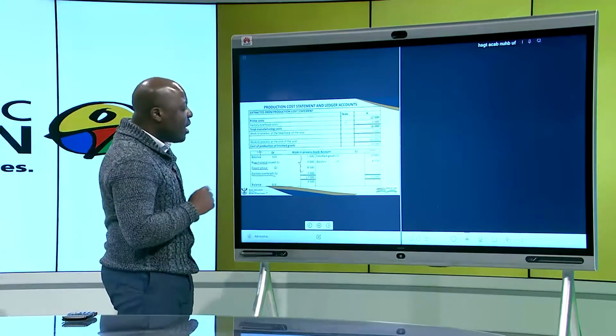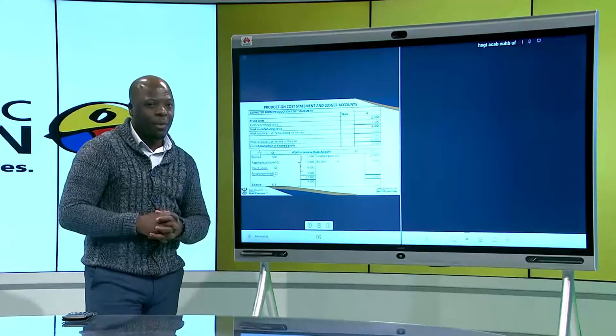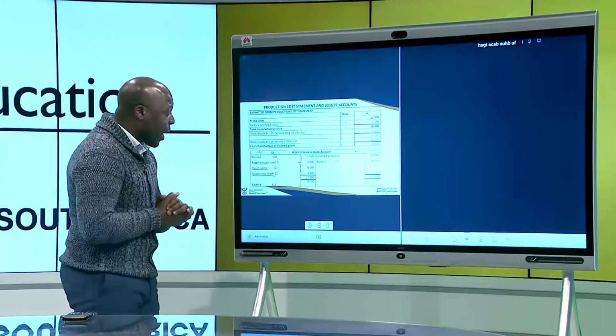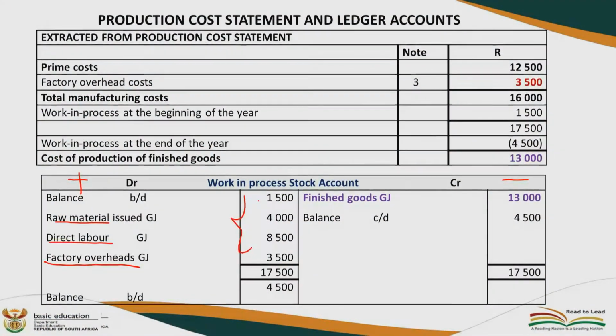All right? And then now you know, as I said earlier on, you will have work in process at the end of the year. So we are going to come now to our work in process at the end of the year, this particular year, and it's 4.5. So we close off a ledger account, side with the highest amount. 1.5 plus 4 plus 8.5 plus 3.5 gives you 17,500. 17,500 also comes here. Then 17.5 minus 4.5. Then we find our finished goods is 13,000 there.